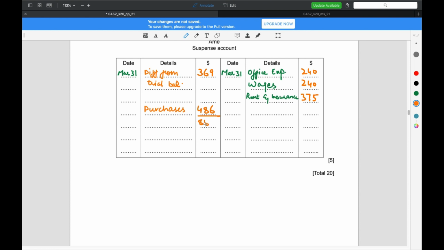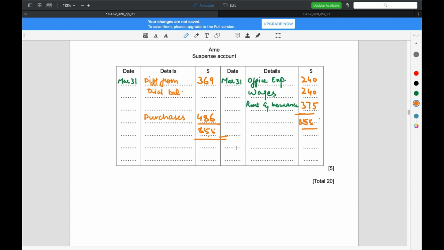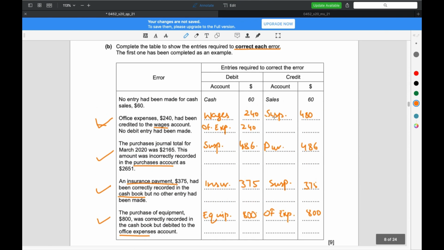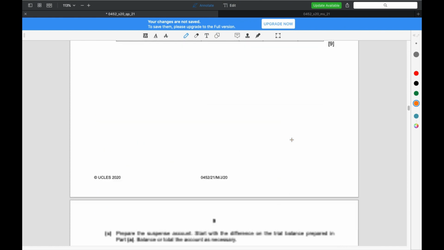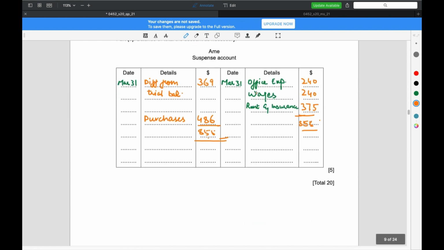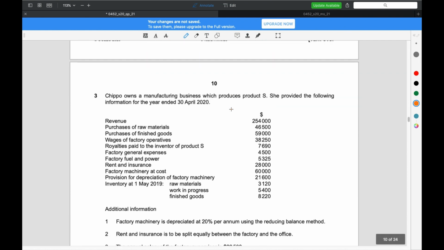This is going to be 855, 855, and then this is going to be 855 as well. So that's that. All right. So basically why we did this was because the wages and the office expenses account, for example, were being debited here, but then when we put them in the suspense account, we're going to credit them in the suspense account, right? So simple as that. All right.